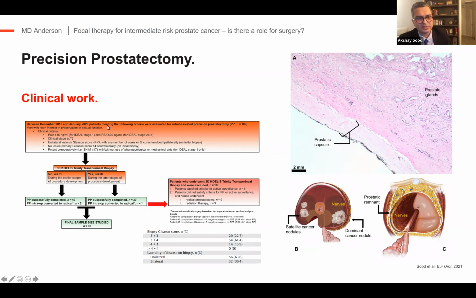And here what we see, we enrolled 88 patients overall, and most of these patients, as you can see, were either favorable or unfavorable intermediate risk prostate cancer patients. And they underwent this surgery called the precision prostatectomy, where on the side of the dominant nodule, we perform a standard radical prostatectomy, whereas on the side of the non-dominant cancer nodule, we spare a part of the capsule of the prostate.